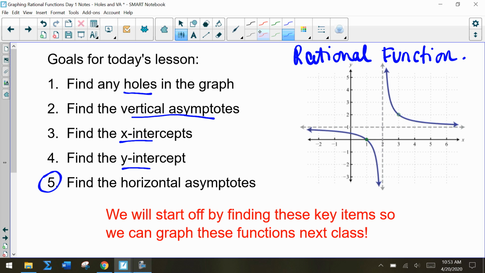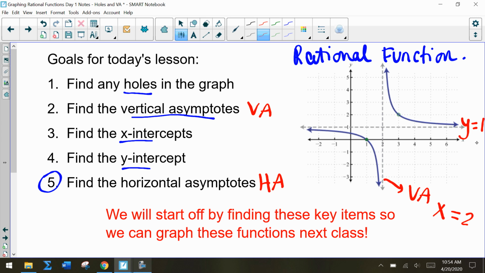So just looking at this picture of the graph, we have this vertical dashed line. This is a vertical asymptote. I'm going to abbreviate as VA. And going horizontally, this dashed line is a horizontal asymptote. So we have a vertical asymptote at the line x equals 2, and we have a horizontal asymptote at y equals 1.